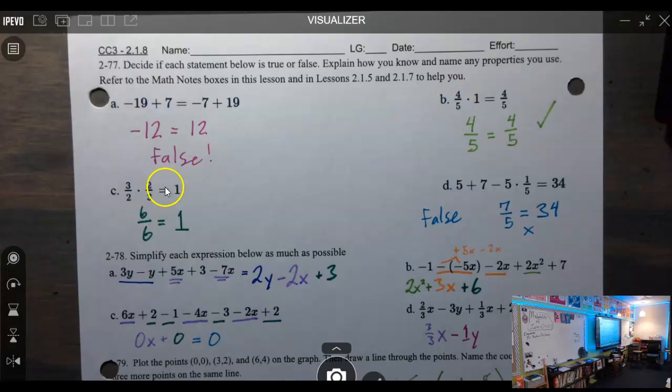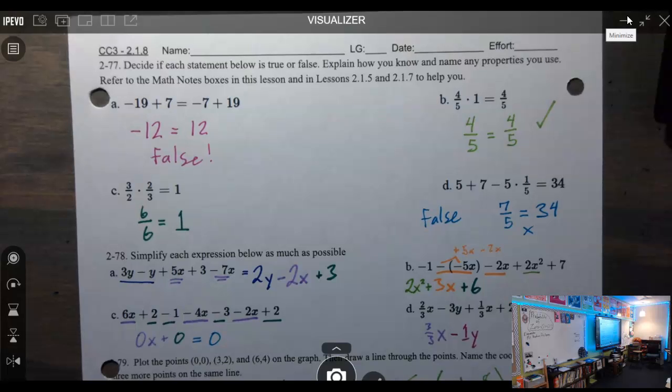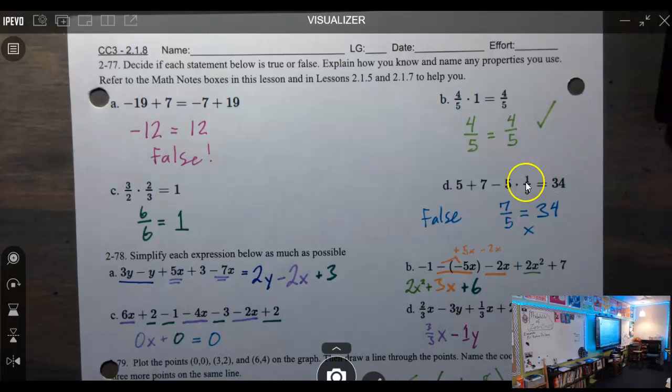I got the same thing. B is good, C is good, D is false. Yeah, for D I got false. Because I believe it turns into 7/5. I got false, that's the same thing. Yeah, guys, because the multiplication would happen first. This turns into -1. That definitely will not equal 34.